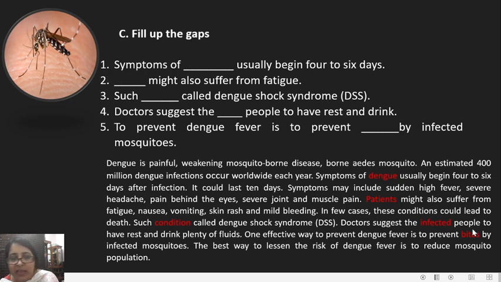Number 3, SARS dash, SARS infected people. So you should write down here infected. Doctor suggested the infected people. So 4 number this, and 3 number such dash, such condition. And to prevent the dengue fever is to prevent dash, bites. So boys, here you can see red color. So find out the red color word and write down here.